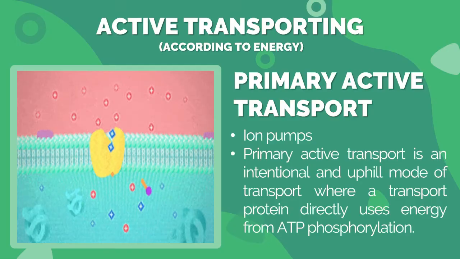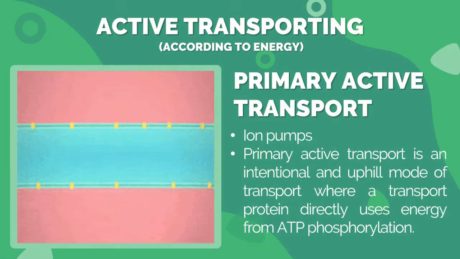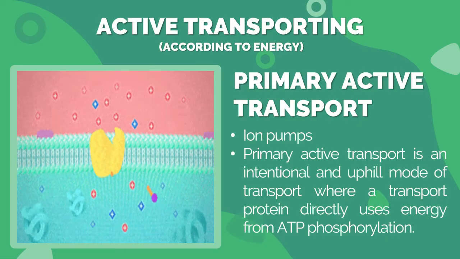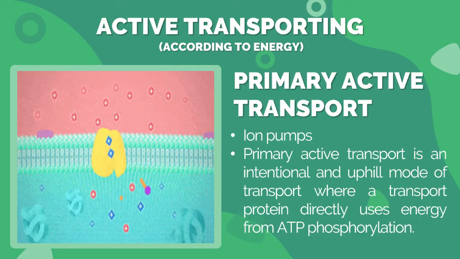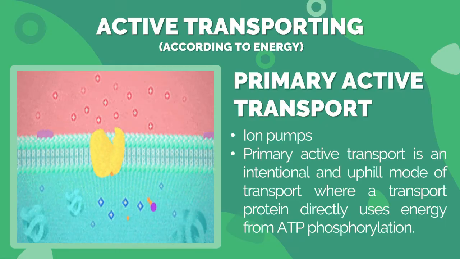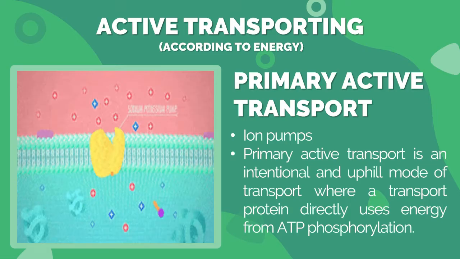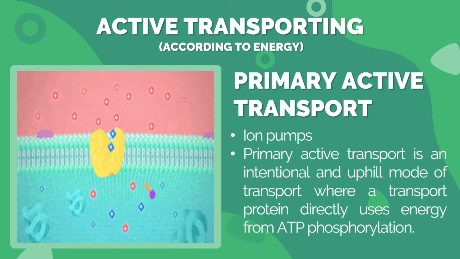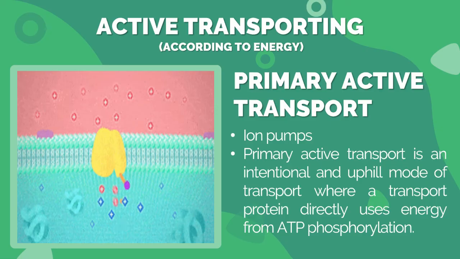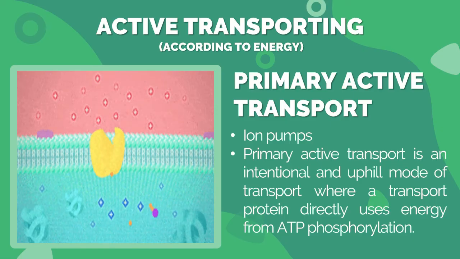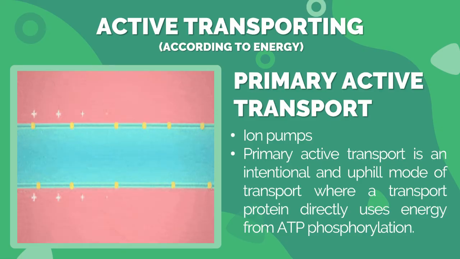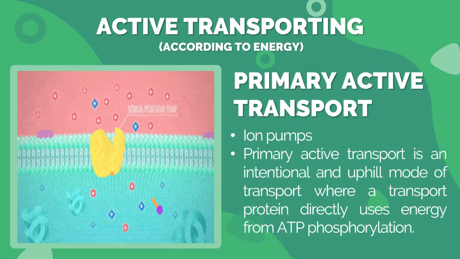We have different classifications of active transport. First one is active transport according to energy. First is the primary active transport, which primarily uses what we call ion pumps. Now, paano po ba nangyayari ang primary active transport? One of the examples ay na-mention po natin kanina, yung sodium-potassium pump. Paano po ba nangyayari yung sodium-potassium pump?